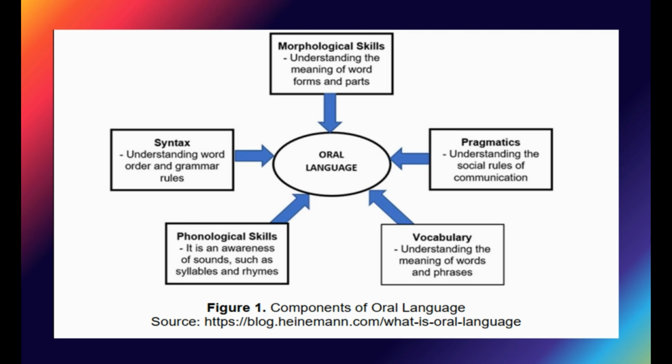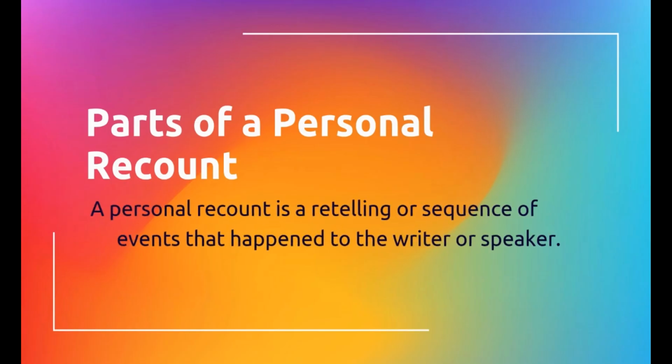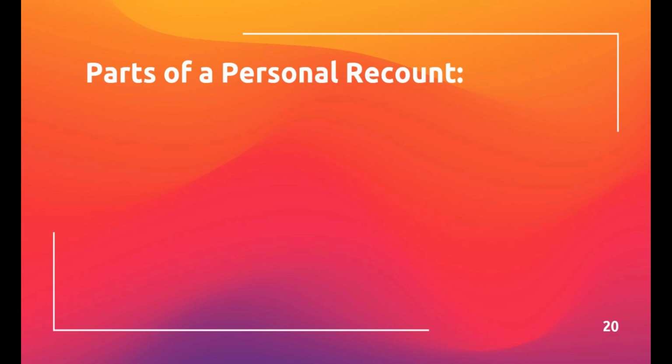Now, we've already discussed personal recounts, which is a retelling or sequence of events that happen to the writer or speaker. For this video, we will be talking about the parts of a personal recount. So these are the parts of a personal recount. Number 1 is the title. The title should tell the reader or listener what the recount is all about.